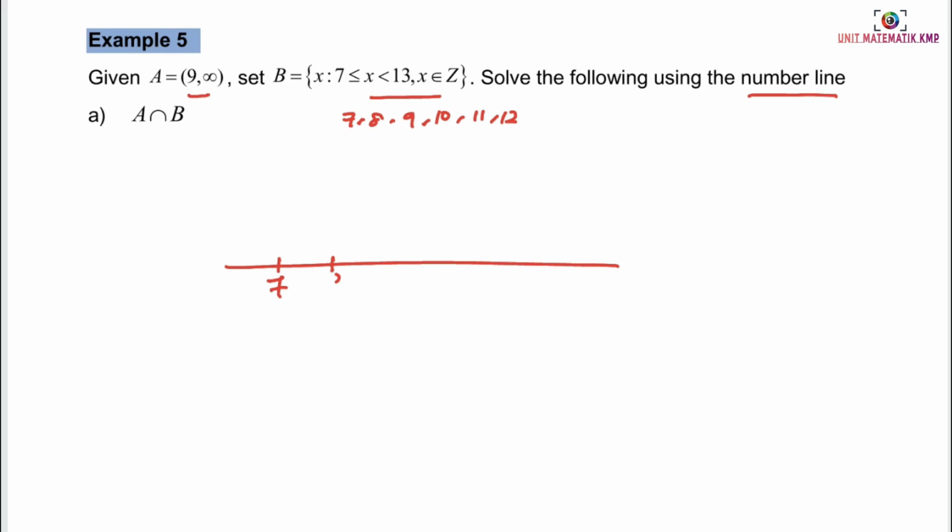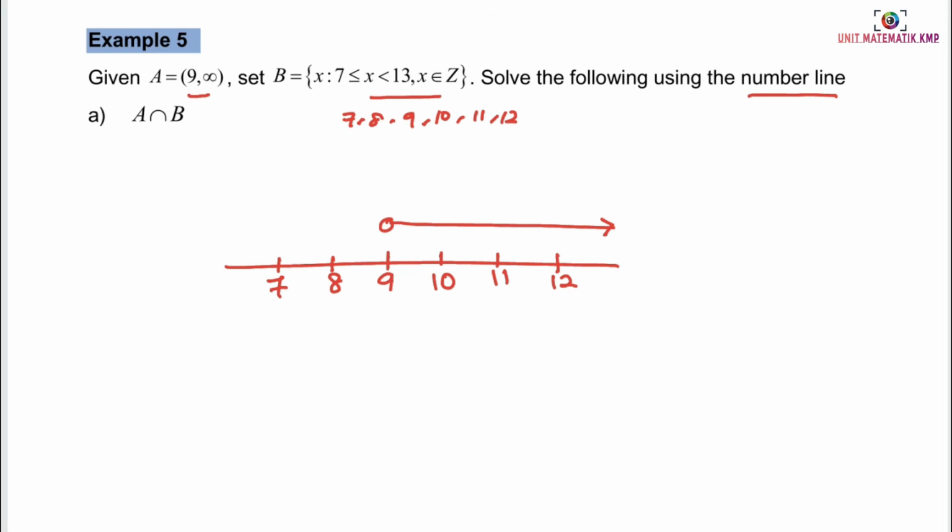7, 8, 9, 10, 11, 12. Represent the first interval on the number line. For A, infinite interval 9 to infinity. So we draw the line from number 9 to the right. At number 9, empty circle because number 9 is not included.